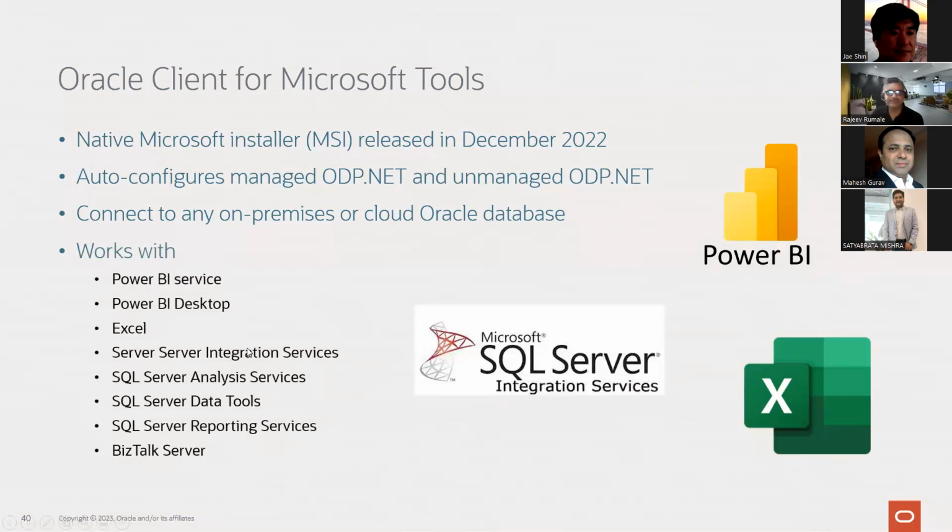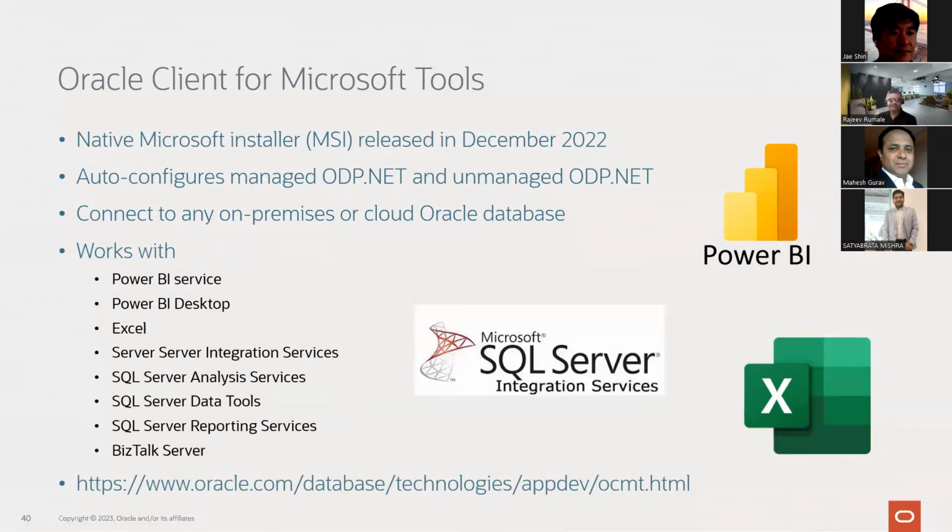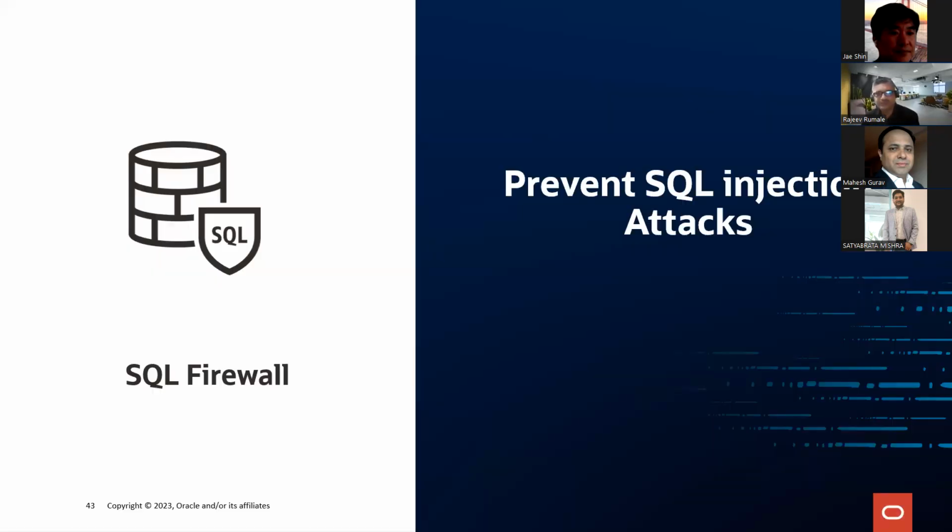So this can be used to connect to any of the other services. We can use it to connect to Oracle database as well as to the other services, right? Okay, so below is the URL where you can access the ODP.NET native installer. Okay, so that was all for the Azure .NET.